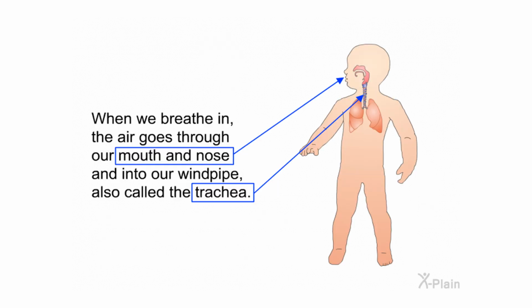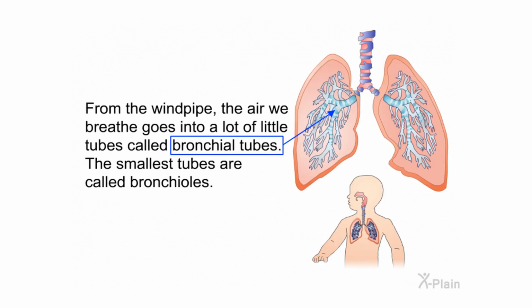When we breathe in, the air goes through our mouth and nose and into our windpipe, also called the trachea. From the windpipe, the air we breathe goes into a lot of little tubes called bronchial tubes. The smallest tubes are called bronchioles.